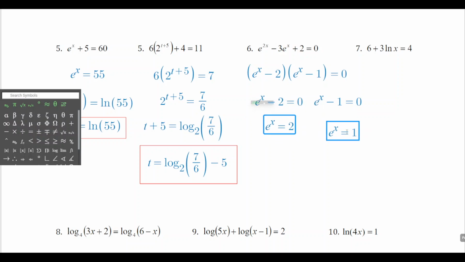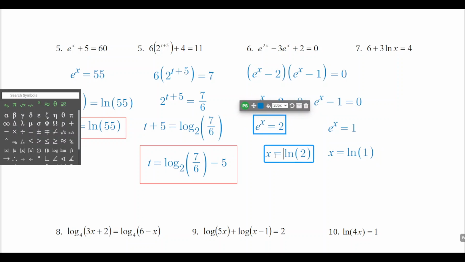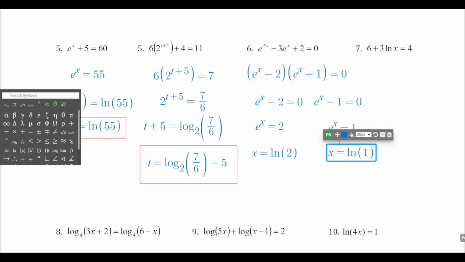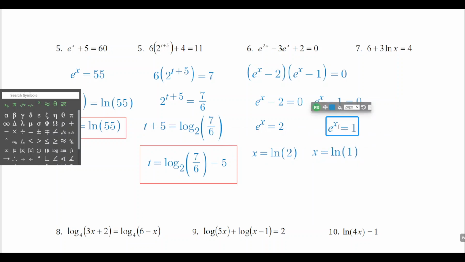And so when we take the natural log of both sides and apply that inverse property, we're going to get x equals the natural log of 2, or x equals the natural log of 1. Now that is something we can evaluate, so we can take this second solution one step further, because we know from our properties and just from our understanding of exponents that e to the 0th power is 1. So anytime you've got 1 in the argument of these logarithmic functions, it's always going to equal 0. So my two solutions here are going to be the natural log of 2 and 0.